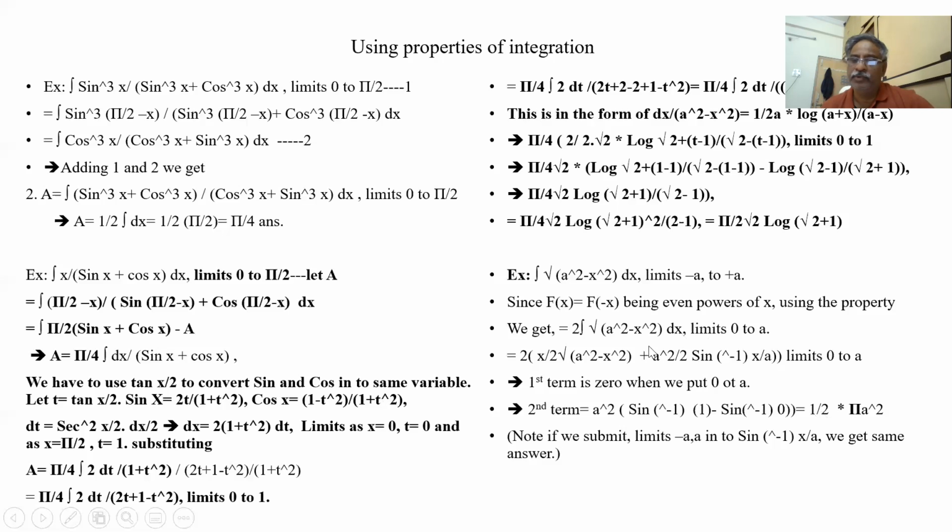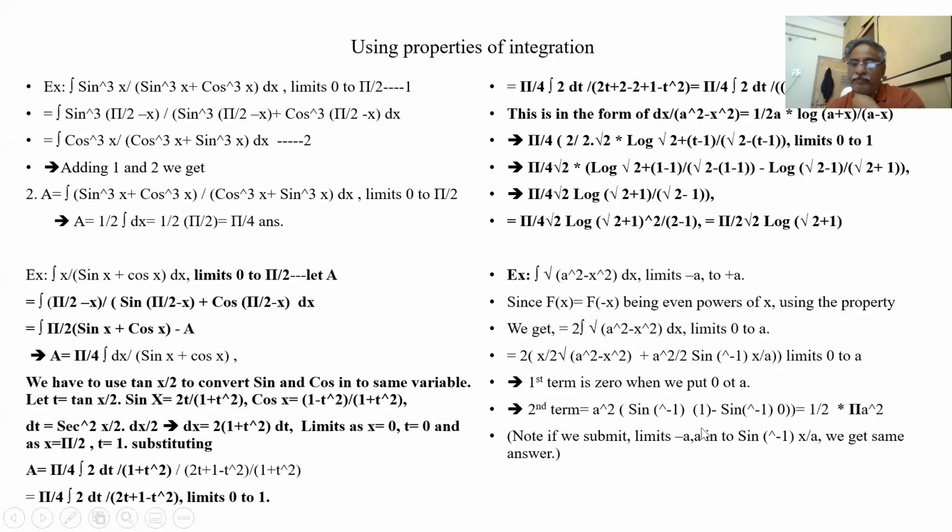So this 2 into integral 0 to a, this 2 and 2 get cancelled. So pi by 2 a squared. Even if I put minus a to a in place of 0 to a, what will happen? Then also we'll get the same answer.